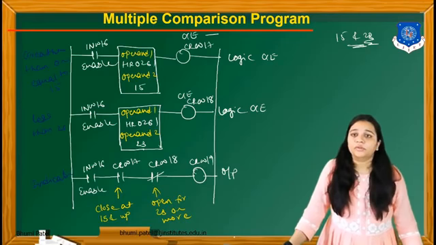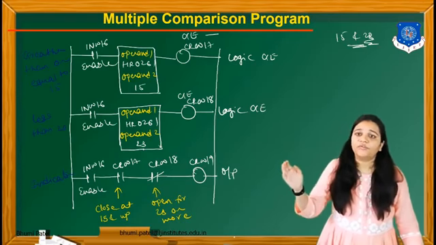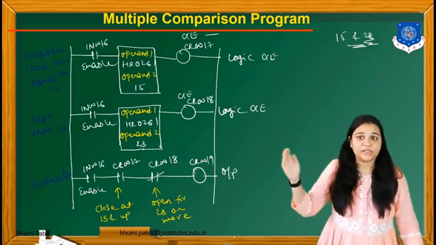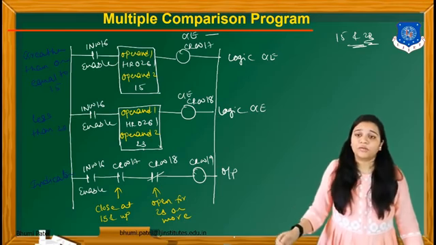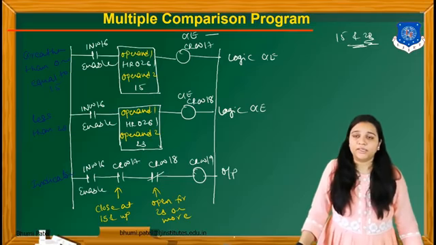Clear? This is greater than or equal to 15. This is less than 23. And as you remember, for the less than, we use the greater than or equal to with a closed contact, and the last one is for the indicator.